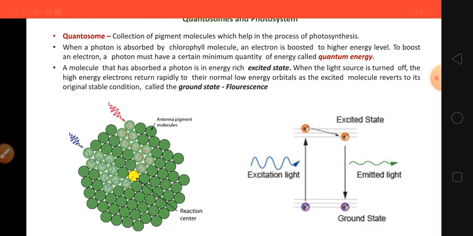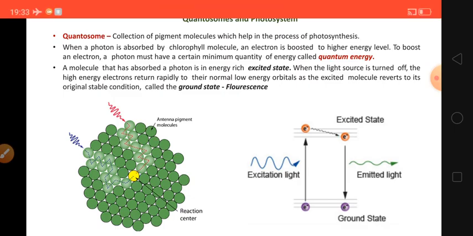So if you can see, there is an excitation light that is of blue color, and when the electron moves down to its original ground state or a stable condition, it emits a different color light. This is called fluorescence. Now this fluorescence is seen only in experimental condition. Okay, it is not seen in living cell. Now, this was just for you to understand what is quantosomes and what is quantum energy.